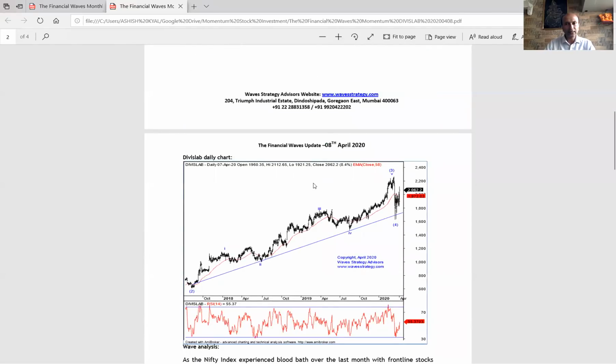And you can clearly see the overall pattern of the chart. Now this is Divi's Lab. Fourth complete, fifth starting. Within the fifth itself, we knew 1 and 2 done and the third starting. At what level? 2062. Can you see that? You know how much Divi's Lab touched yesterday? 2,467. I think it was 20% up in 2 days. It just rallied crazily.